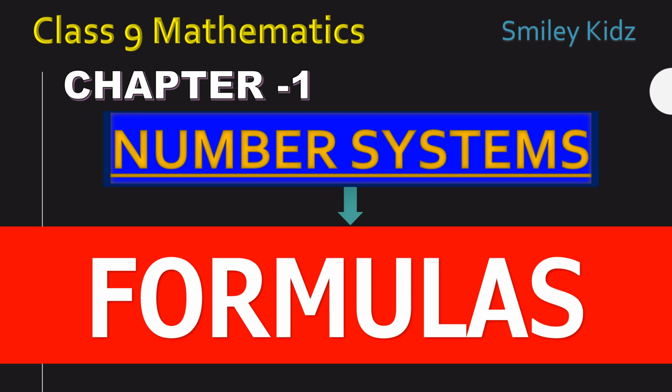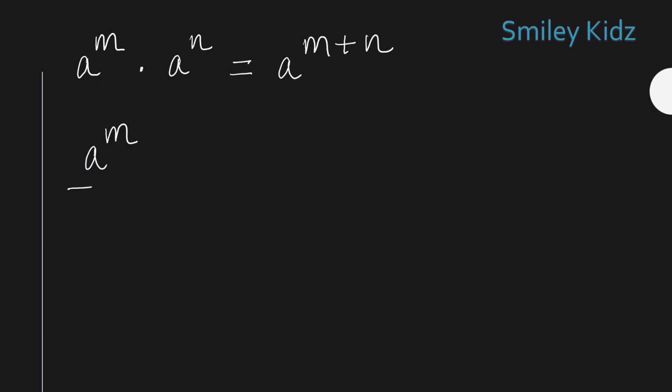In this video, we are going to see the class 9 mathematics chapter 1 number systems formulas. a raised to the power m multiplied by a raised to the power n is equal to a raised to the power m plus n. a raised to the power m divided by a raised to the power n is equal to a raised to the power m minus n.